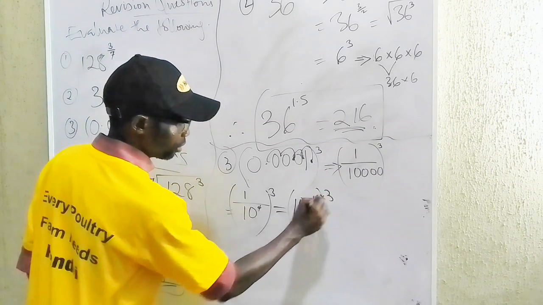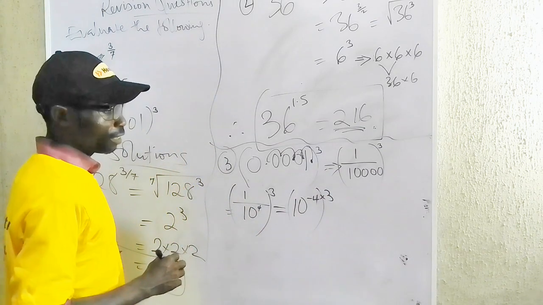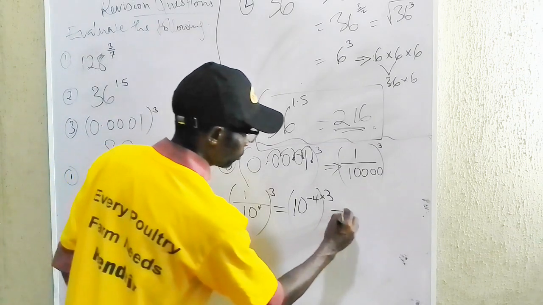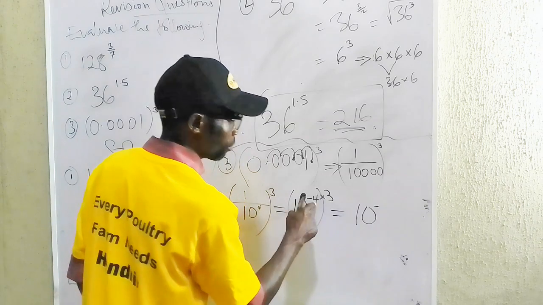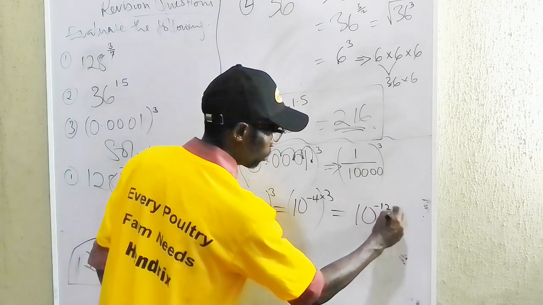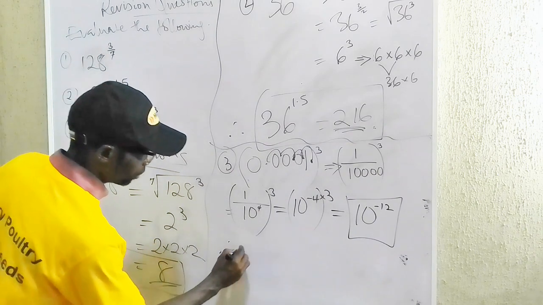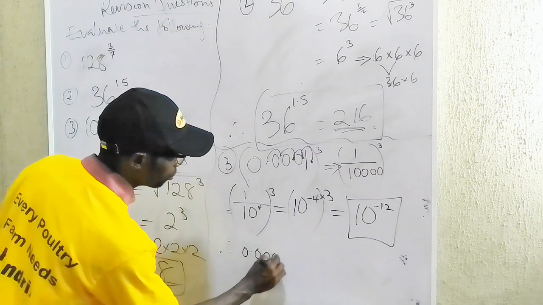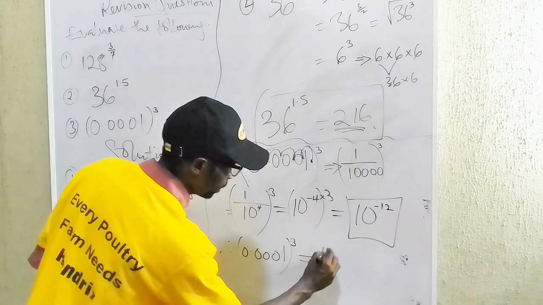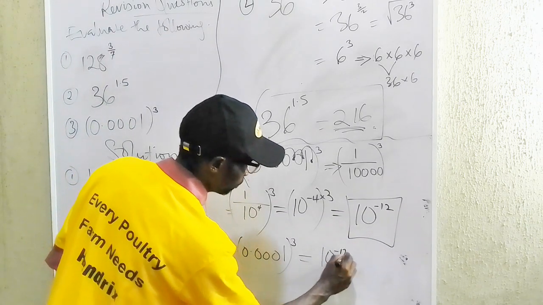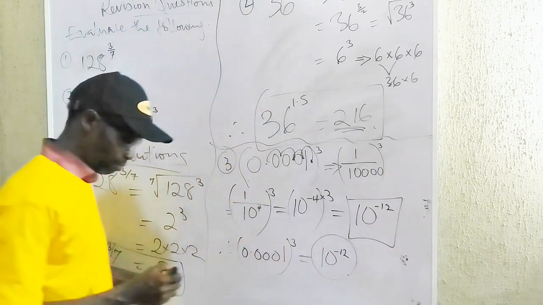Remember there's a times here. So minus 4 times 3 is going to give us 10 raised to the power of what? Minus 12. This is the final answer. In other words, 0.0001 cubed is actually 10 raised to the power of minus 12. This is the answer.